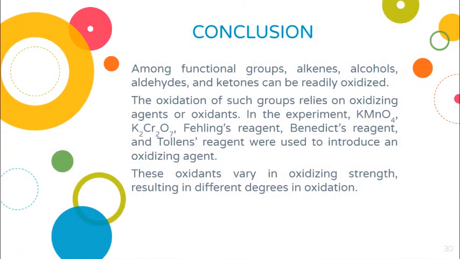Now, for the conclusion and recommendation. Among the functional groups tested in the experiment, alkenes, alcohols, aldehydes, and ketones were discovered to be readily oxidized. Of course, the oxidation of such groups relies on oxidizing agents or oxidants. In the experiment, potassium permanganate, potassium dichromate, Fehling's reagent, Benedict's reagent, and Tollens reagent were used to introduce an oxidizing agent. These oxidants vary in oxidizing strength, and this results in different degrees in oxidation.